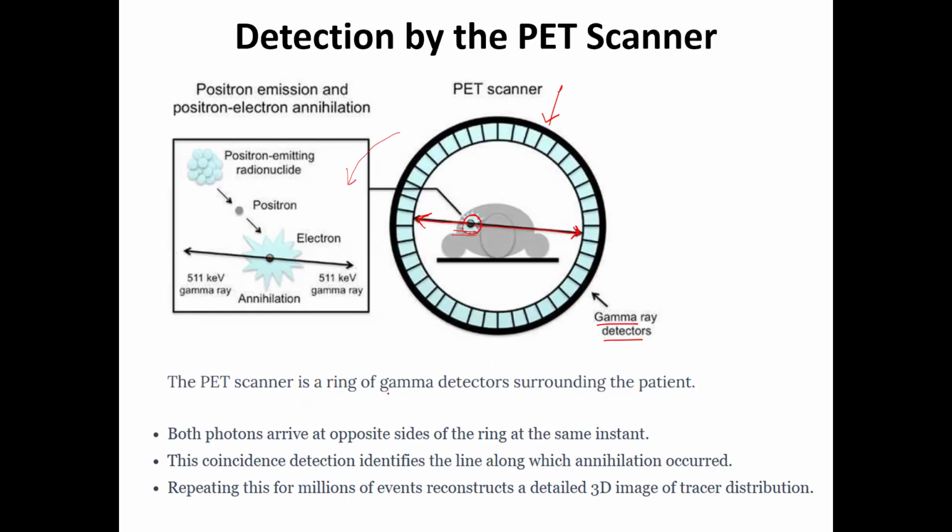So the PET scanner is a ring of gamma detectors surrounding the patient. Both photons arrive at the opposite side of the ring at the same instant. So at the same instant, both gamma rays are going to arrive, and this kind of detection, where the gamma rays are detected, is called coincidence detection.